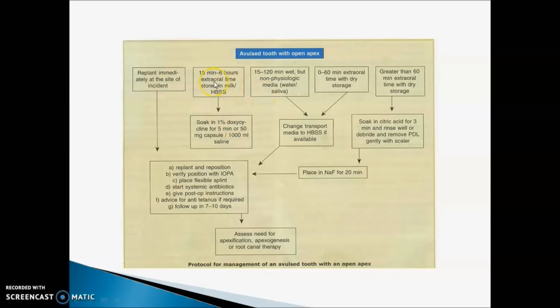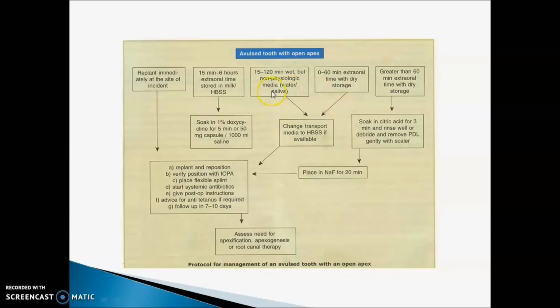But if the extraoral time is more, like between 15 minutes to 6 hours, then what do you have to do? Imagine, aspirants, if the extraoral time is between 15 minutes to 6 hours, you can store them in milk or HBSS. After that, you have to soak them in 1% doxycycline. Why doxycycline? To restore the PDL fibers.